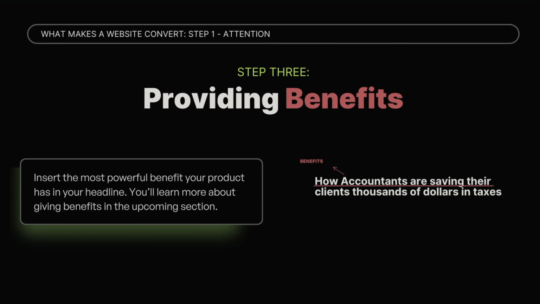In step 3 of the formula, you must insert the most powerful benefit your product has to offer. You'll learn more about benefits in the upcoming chapter, Conversion Activator number 2. Since this software can save thousands of dollars, I inserted just that. I did not insert a feature. A feature is not a benefit. Anyways, you will learn more about this in Conversion Activator number 2.